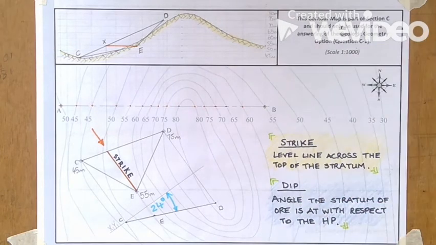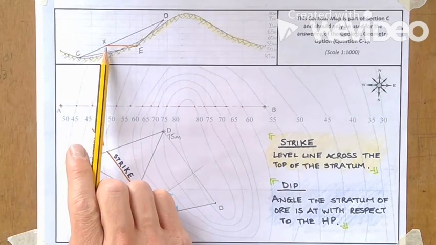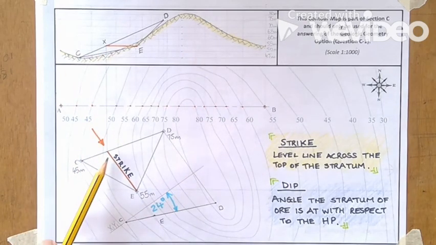To recap on the last part, a strike is a level line that's drawn across the top surface of the stratum of ore. To get that, you need to draw the elevation of your stratum of ore, then draw a level line or a horizontal line through the middle point. The middle point in this question was point E. Draw a level line through it, giving us point X on the line CD, drop it down, we get X on CD in plan view, join it back up to E, and that's your strike line.